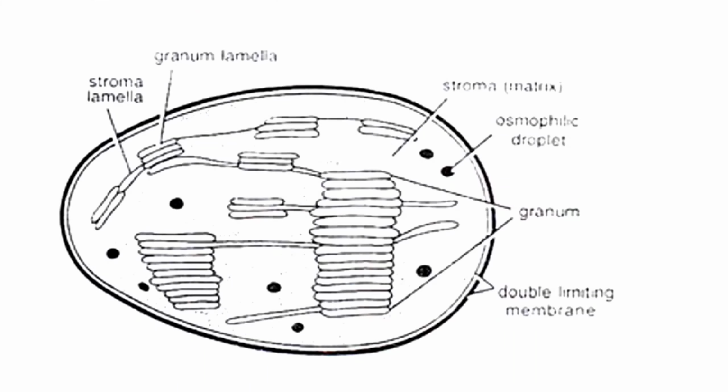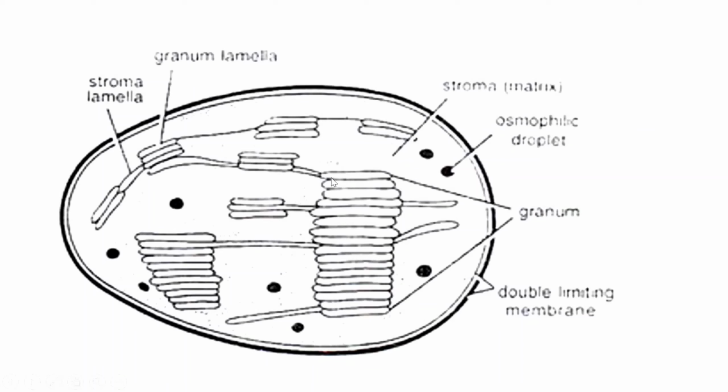Now let us see the internal structure of the chloroplast. It is the site where chlorophyll is present. The chloroplast is discoid in shape and surrounded by two membranes, the outer membrane and the inner membrane. The space between these two membranes is called the periplastidial space. Inside the chloroplast, there is a granular substance called stroma.